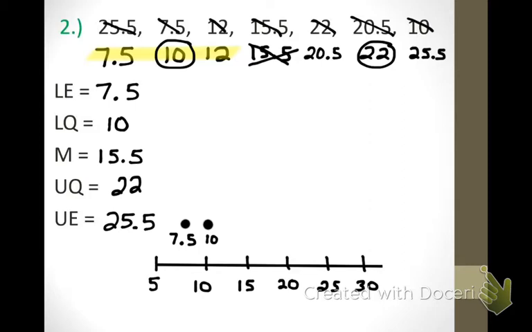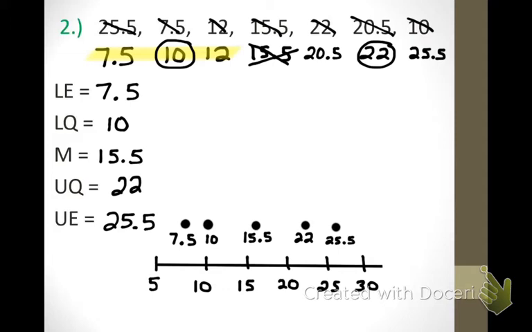Mickey, what's the median? 15.5. Taylor, what's the next one I should plot? 22. That's my upper quartile. Last one, CJ. Your upper extreme. 25.5. Good job.